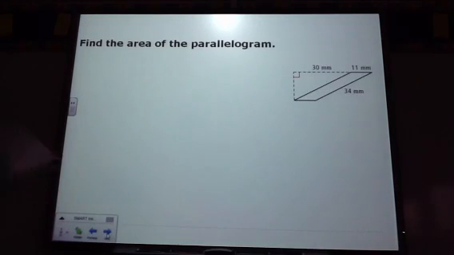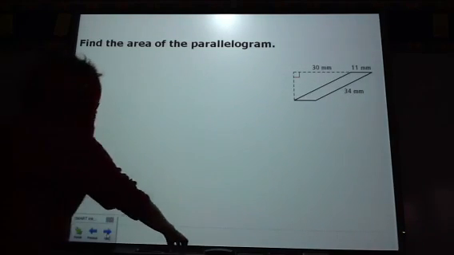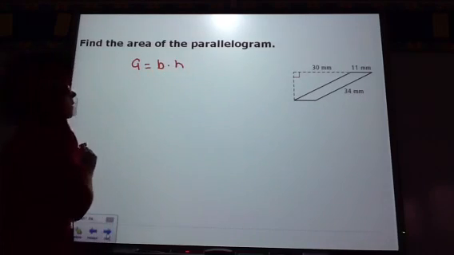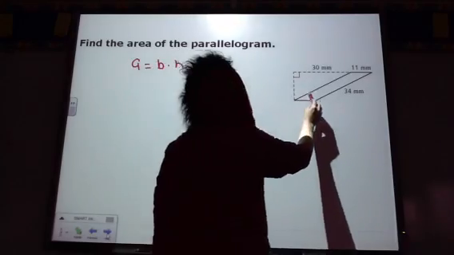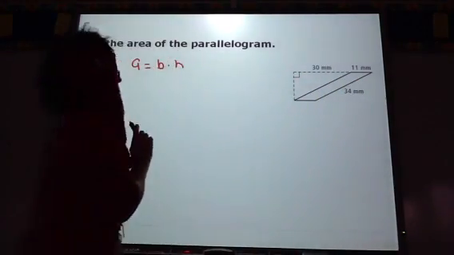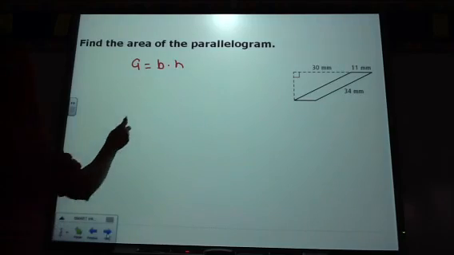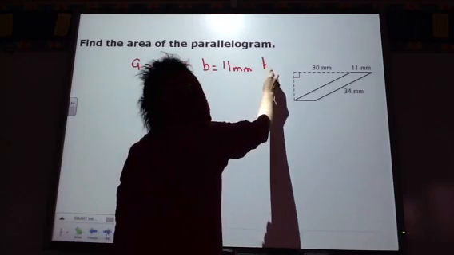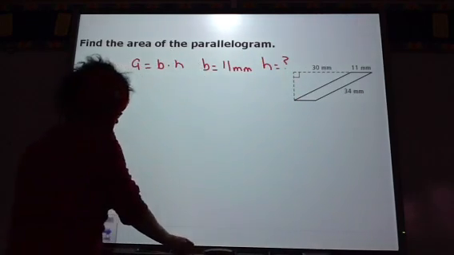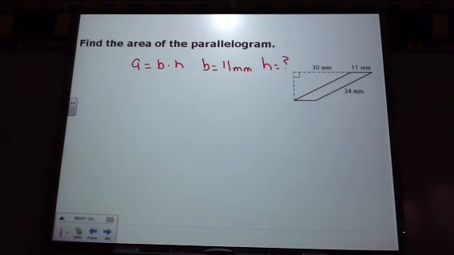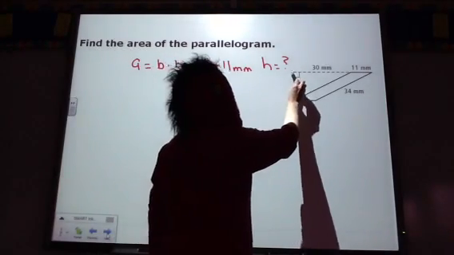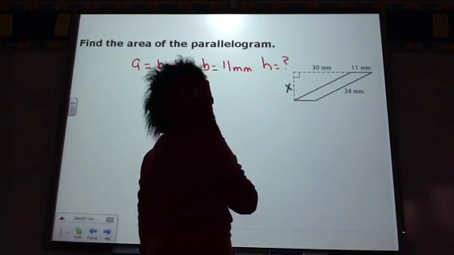So let's find the area of this first parallelogram. You always want to start with your formula, class. So area is base times height. Alright, well here's the parallelogram, and we have a base that is given. Our base is 11 millimeters, but do we know what the height is? We do not. Alright, so the height is perpendicular to the base. So we're trying to find this measurement right here.